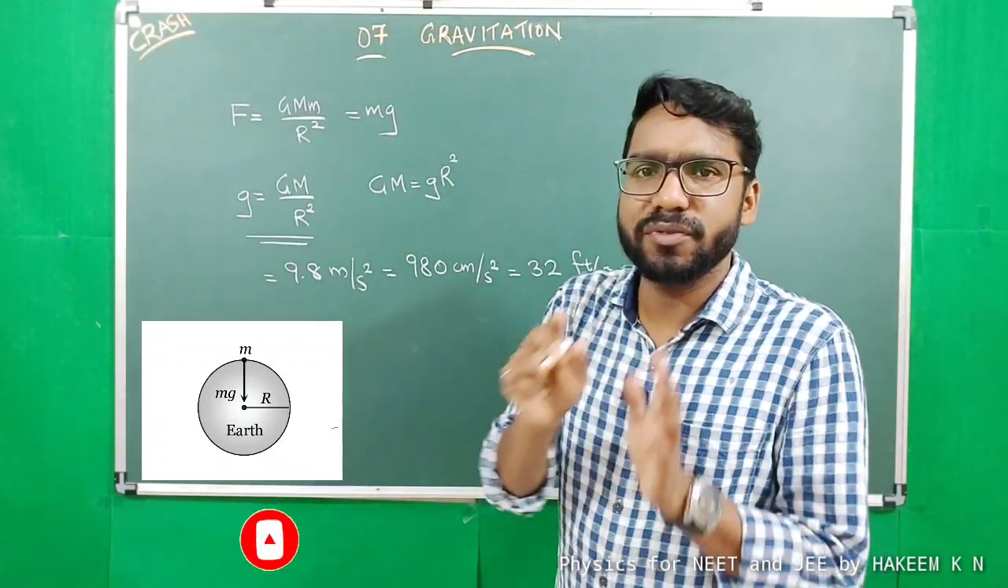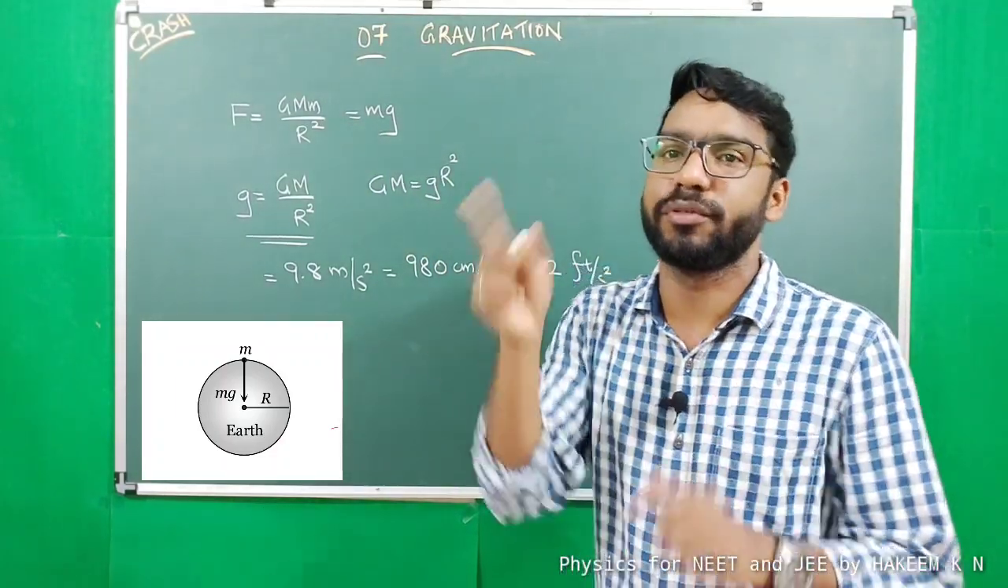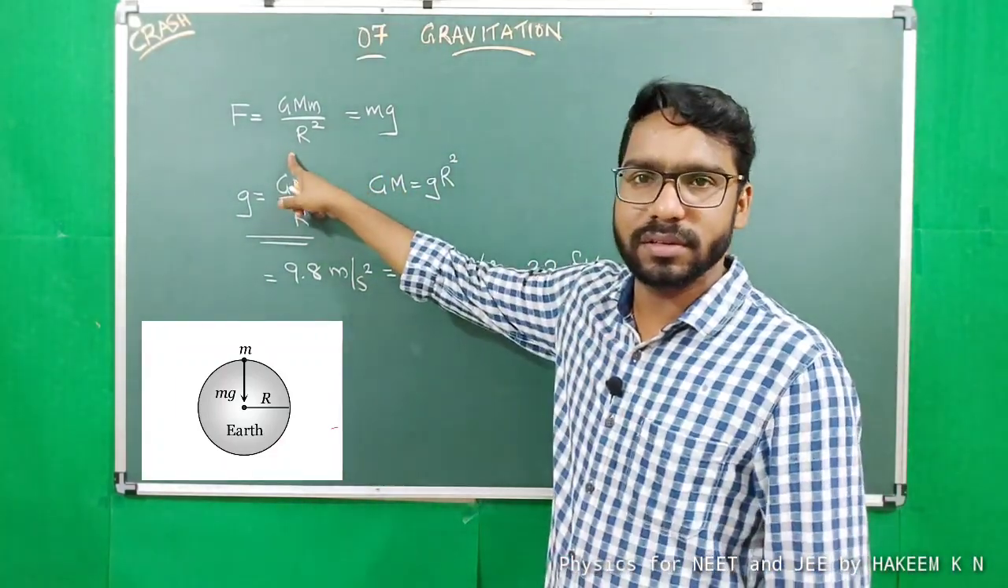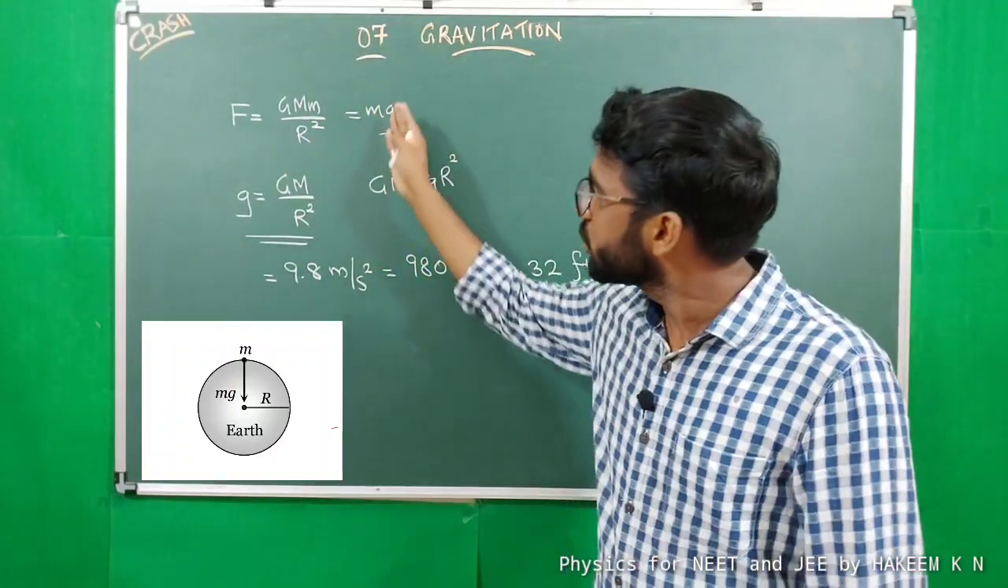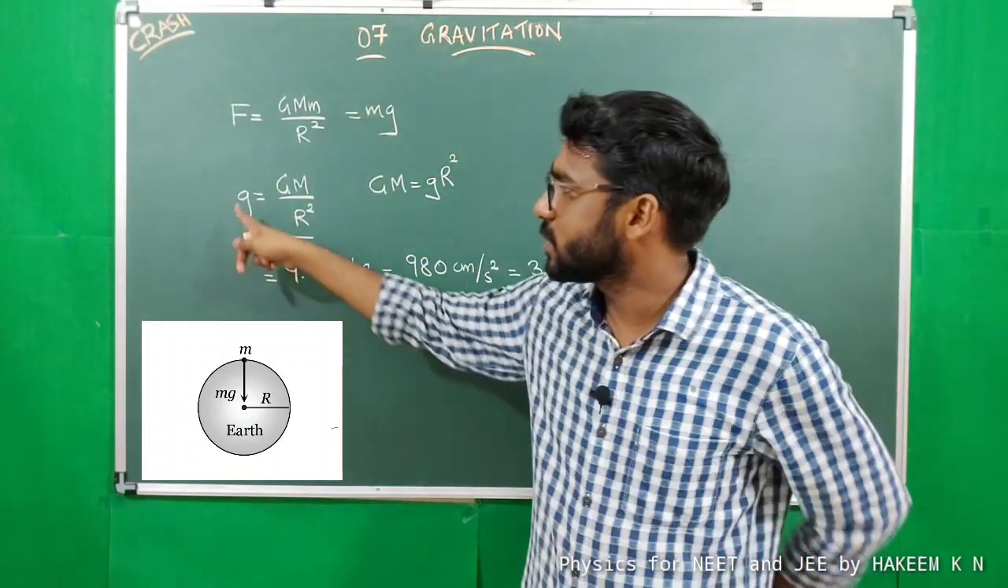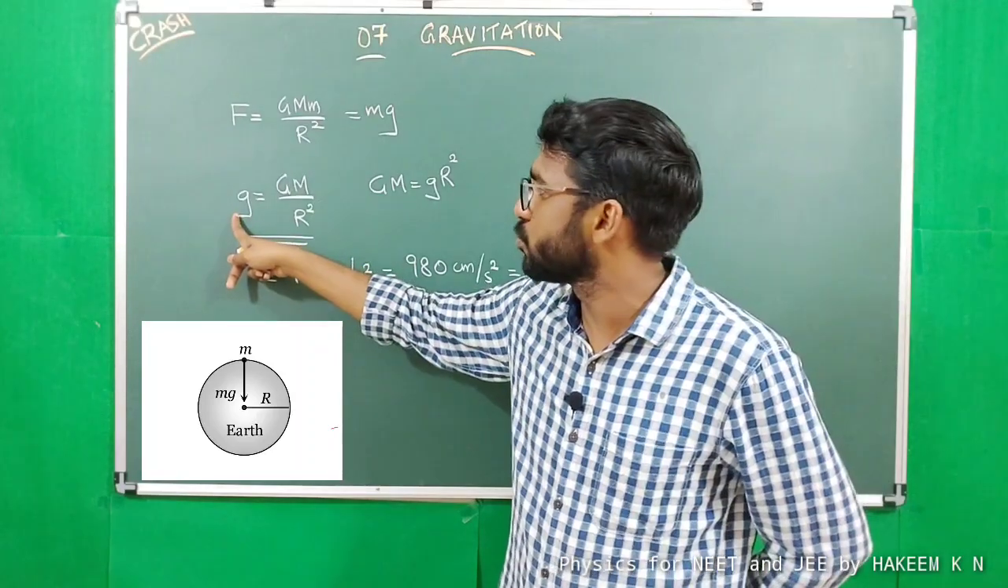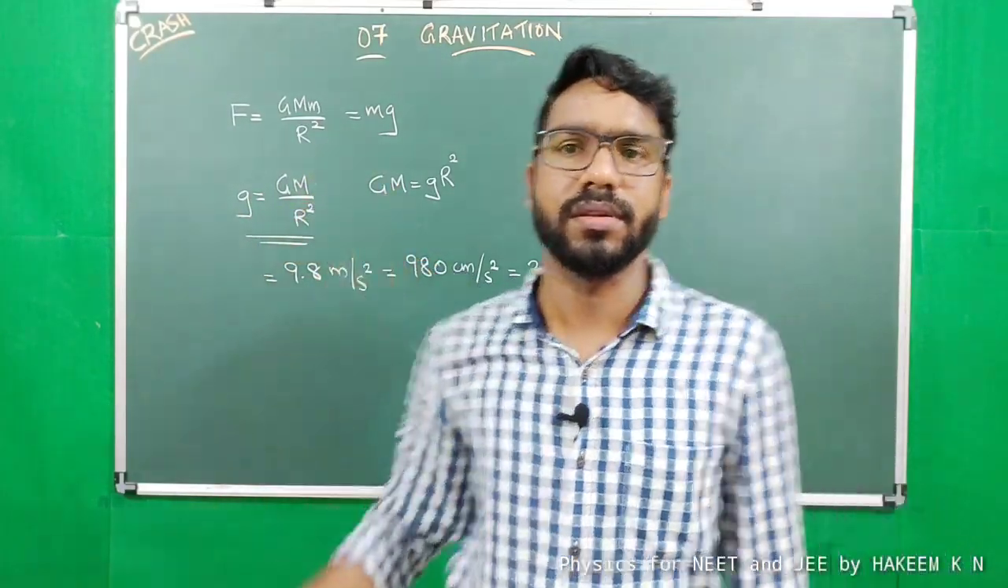For a body on Earth's surface, gravitational force acting on it is G M m by R square. That gravitational force is the reason for the weight of the body. So we can equate that force to the weight mg. So m cancels, then we will get acceleration due to gravity g equal to G M by R square.